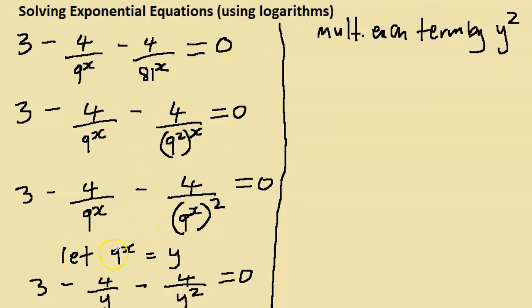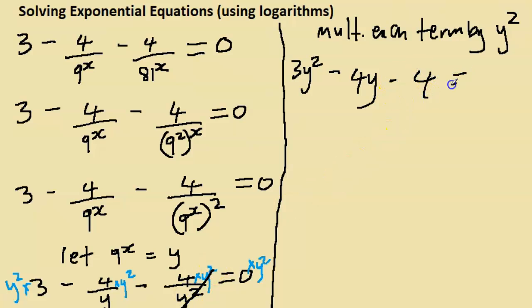So let me do this. So the y squared times this term, and y squared times this term, and y squared times this term, and y squared times 0. So where do we end up now? So y squared times 3, that's 3y squared. y squared times 4 over y, so we have y into y squared, we end up with minus 4y. And y squared times y squared, this term no more, so we end up with just minus 4. And 0 times anything is 0. Good? So we end up there with a quadratic that we want to factorize.